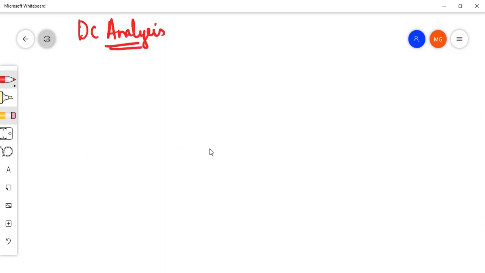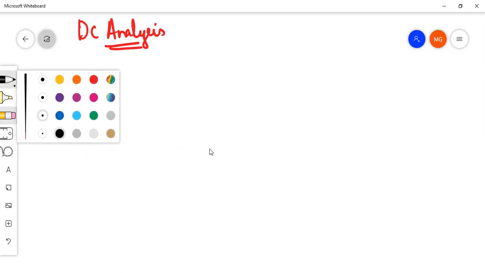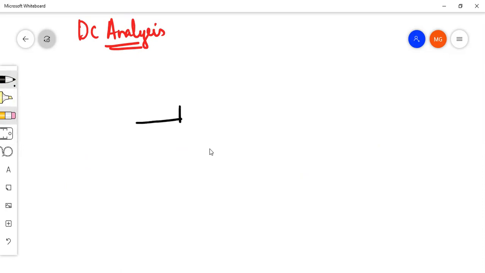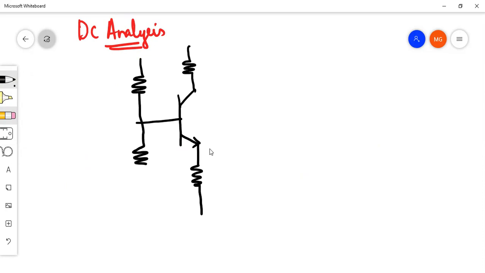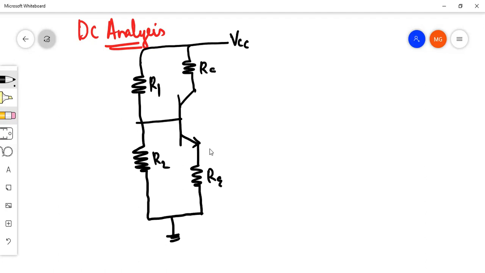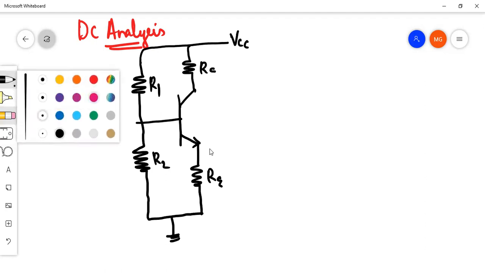In the circuit drawn, only 4 resistances remain. All other elements we could remove. This is grounded. Then only these 4 resistances need to be considered: RC, R1, R2, RE. Then what are the voltages and currents in the circuit? Let us note that.